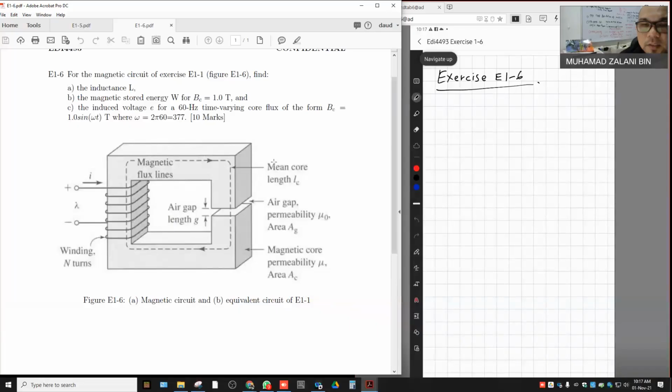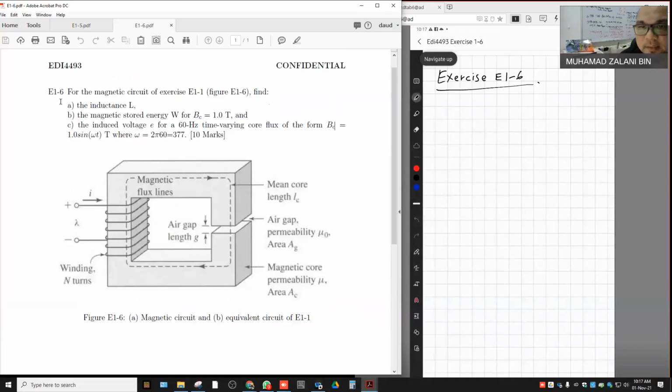This is the equation of E1-6, exercise E-1-6. We are going to continue E1-6, which is based on the figure that we discussed in E1-1 before. Before this, in E1-1, we didn't discuss finding the inductance. So based on exercise E1-1, the question is to calculate the inductance.